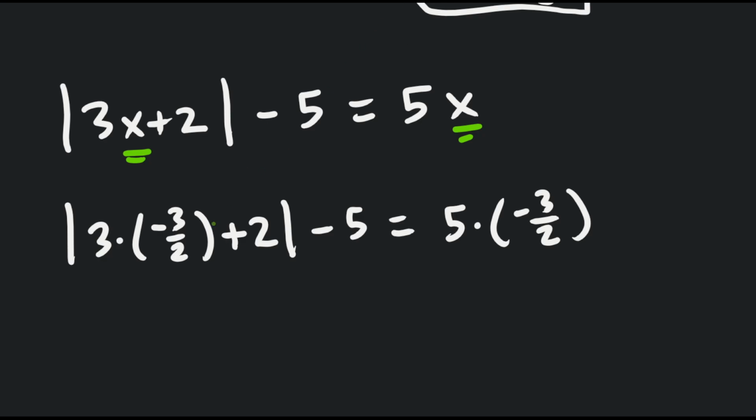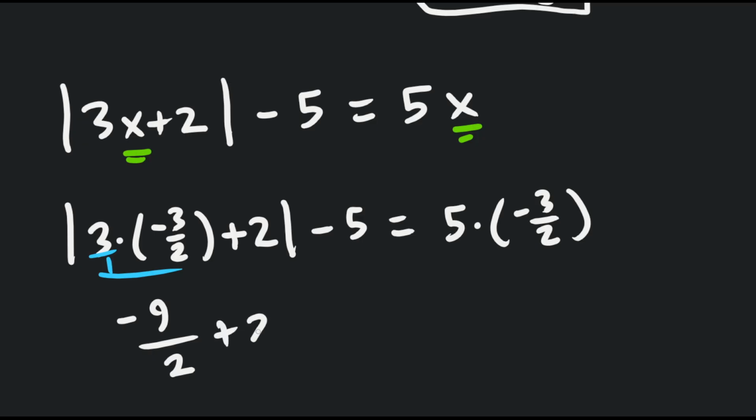Okay, so let's start evaluating. What is 3 times negative 3 over 2? So 3 over 1 times negative 3 over 2. 3 times negative 3 is negative 9. So negative 9. And over 1 times 2 is 2.